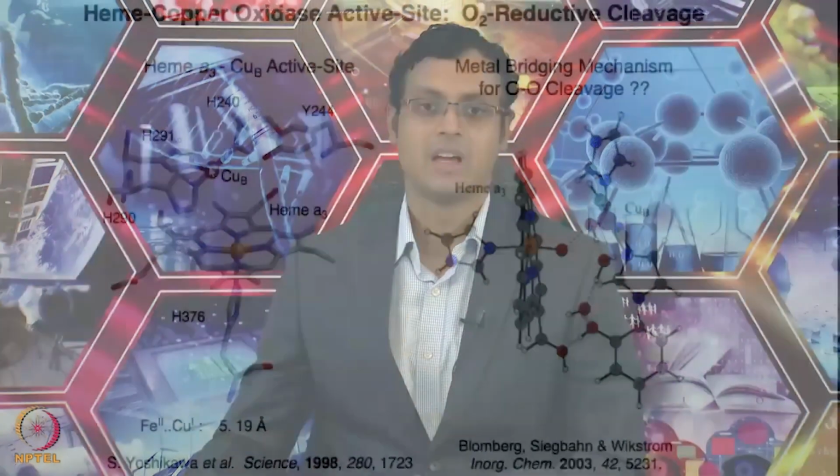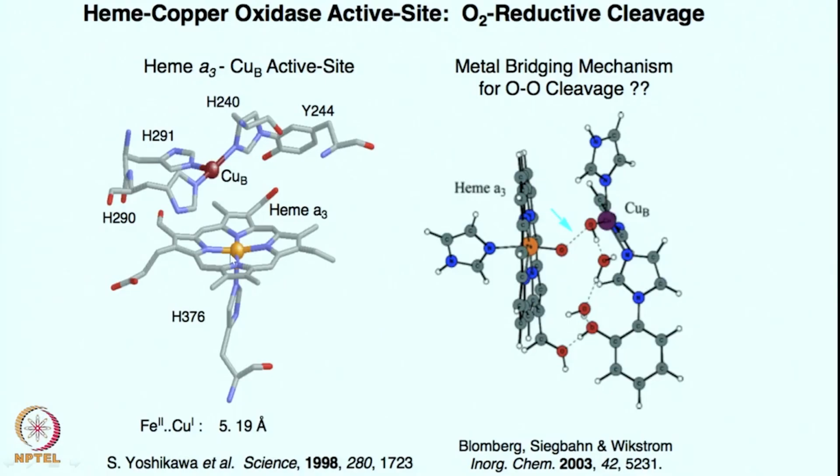Hello, welcome back. So, in the last class you have seen cytochrome C oxidase, right. That is quite a fascinating enzyme, this heme copper oxidase. You have seen this heme and how the copper center is oriented right in front of this heme, but you have 5.19 angstrom distance between iron and the copper center.